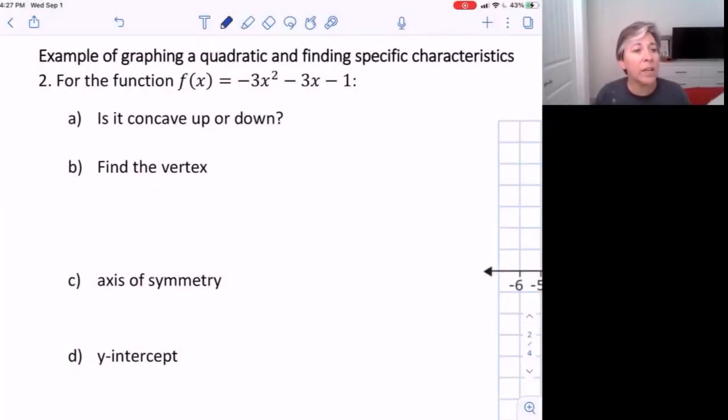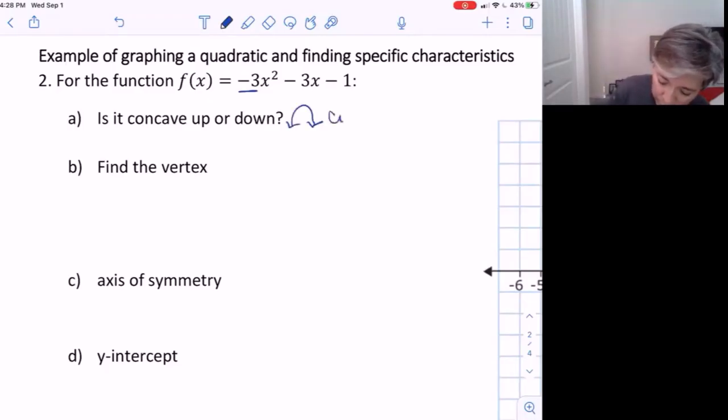Now let's focus on another example where we're graphing a quadratic by finding specific characteristics. We're given the function f of x equals negative 3x squared minus 3x minus 1. It's quadratic, so we have an x squared. We look at our first coefficient, and it's negative. If it's negative, that means it's going to go downward, so it's concave down. If you're afraid you're going to forget, just put that since a equals negative 3 is negative.